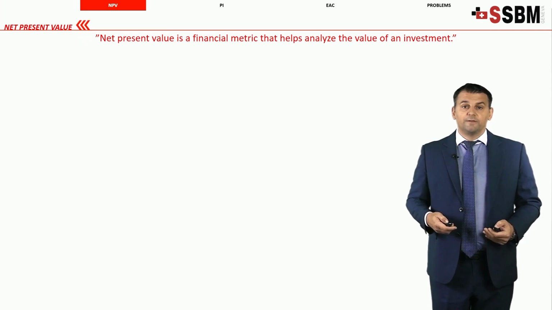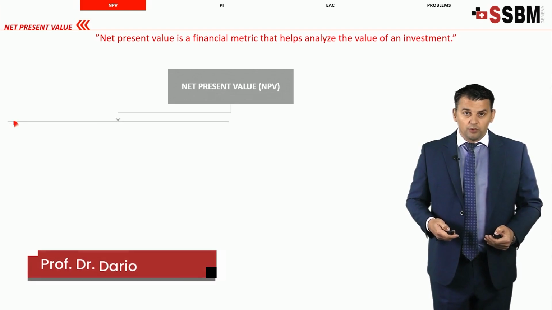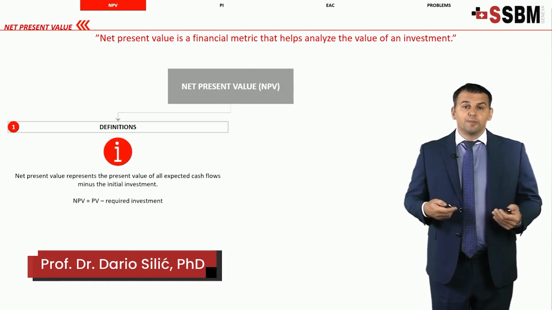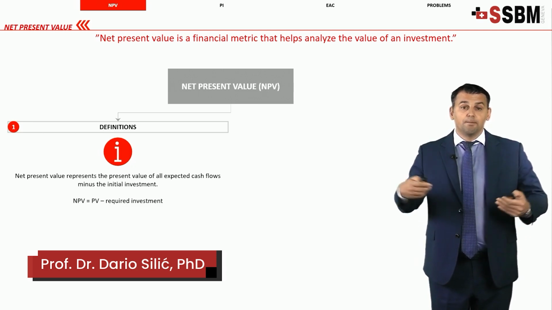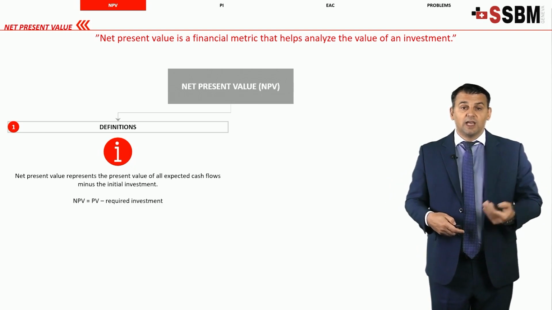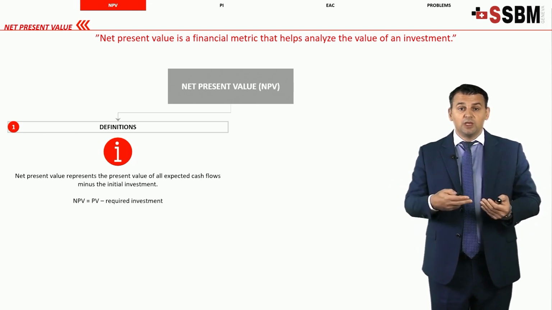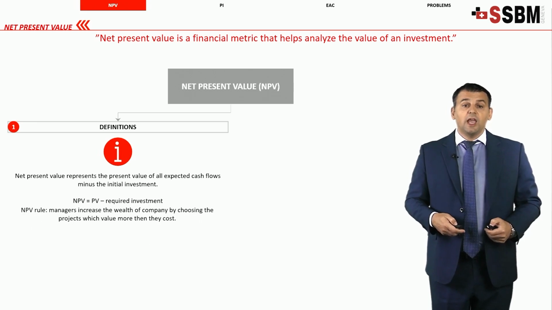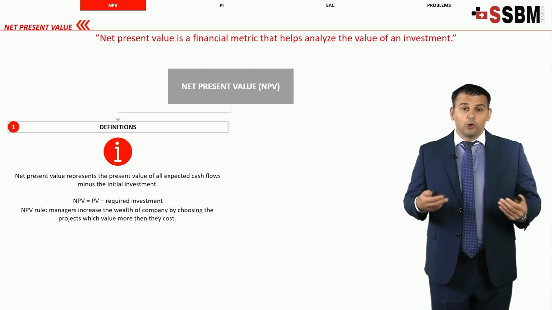Let me firstly define the NPV and then explain the corresponding formula. Net present value represents the present value of all expected cash flows minus the initial investment. NPV is equal to the PV minus required investment. The NPV rule is the following one.